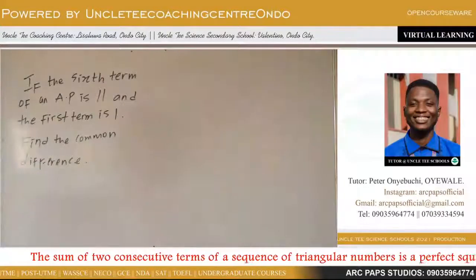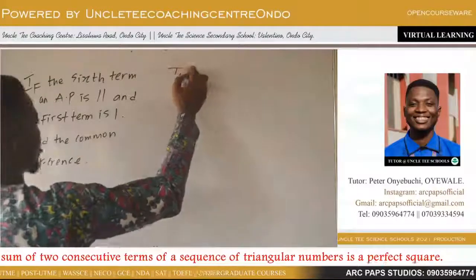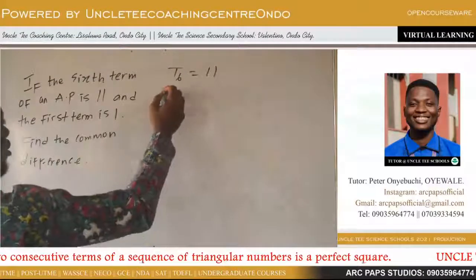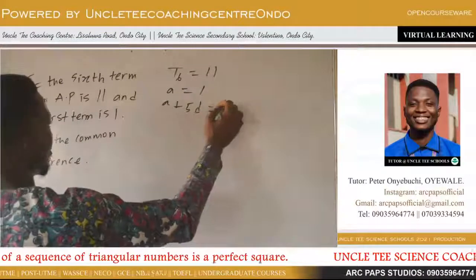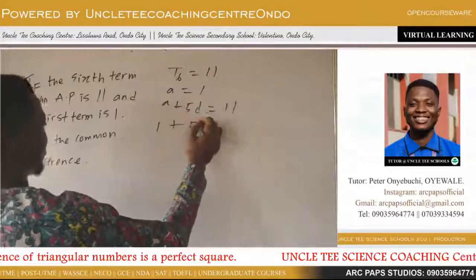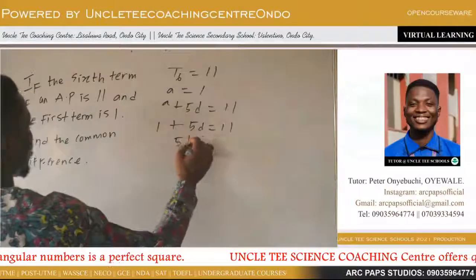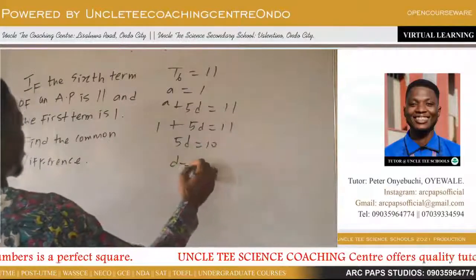If the sixth term of an AP is 11 and the first term is 1, find the common difference. So T6 is equal to 11, our A is equal to 1, and we are looking for our common difference. So A plus 5D is equal to 11, 1 plus 5D is equal to 11, 5D will give us 10, D will give us 2.